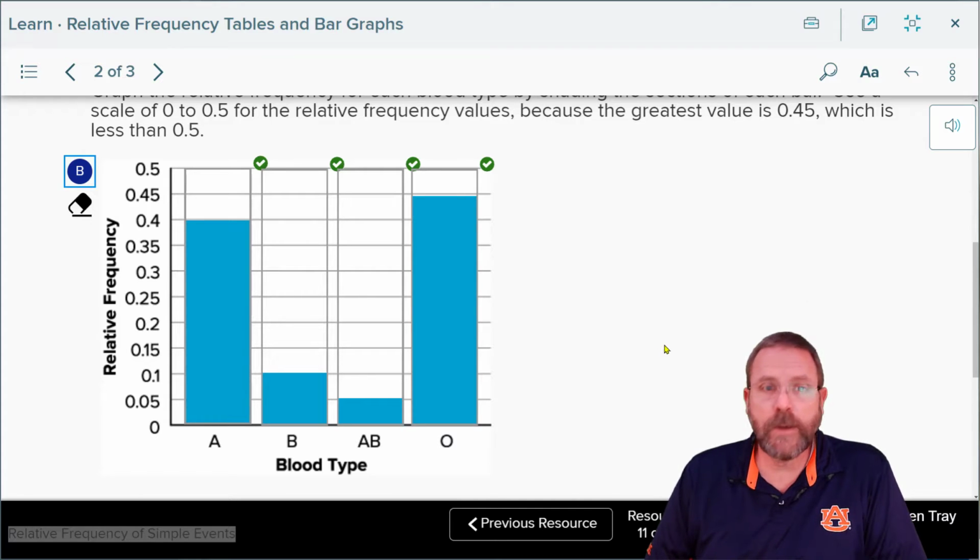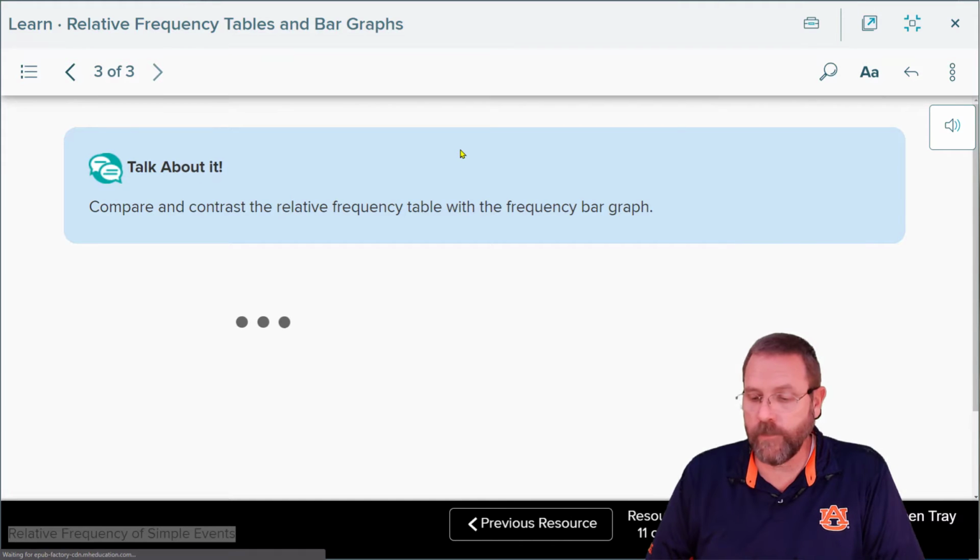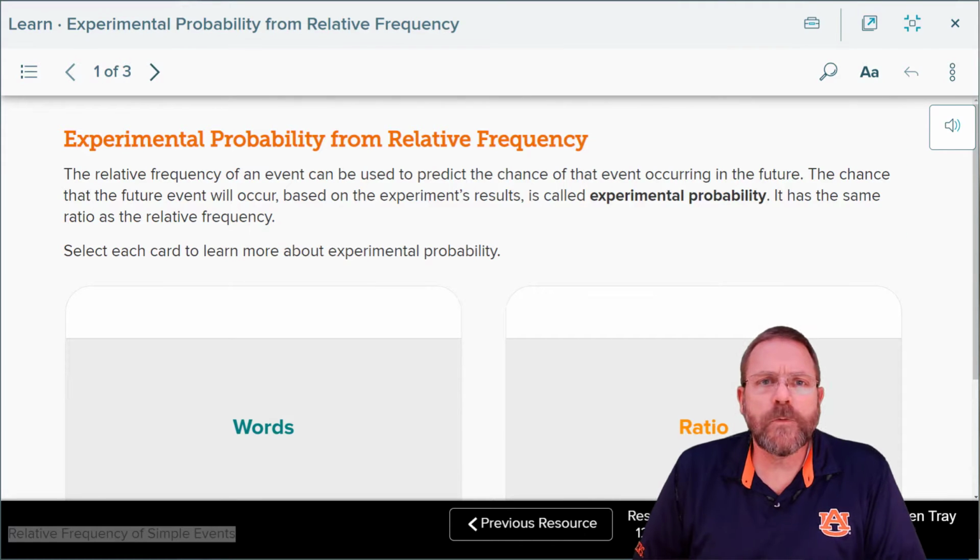I don't think there's any new, great, amazing revelations that came out of that part of the lesson. Now let's take a look at experimental probability.